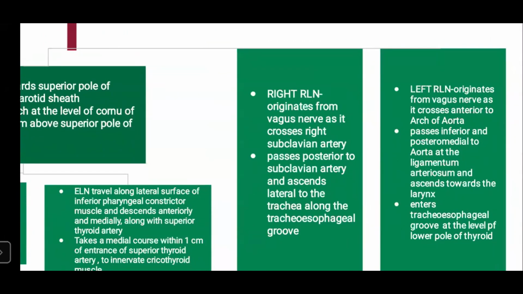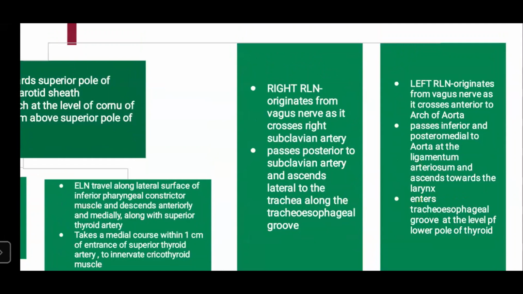The right recurrent laryngeal nerve originates from the vagus as it crosses the right subclavian artery, and it then passes posterior to the subclavian artery and ascends to the trachea along the tracheoesophageal groove. Left recurrent laryngeal nerve originates anterior to the arch of aorta, passes inferior and posterior medial to the aorta at the level of ligamentum arteriosum, and then ascends towards the larynx to enter the tracheoesophageal groove at the level of the lower pole of thyroid.